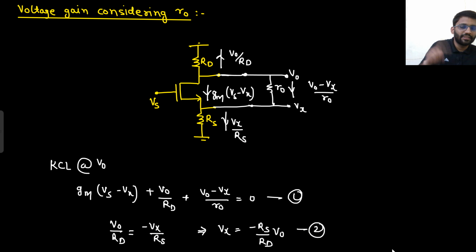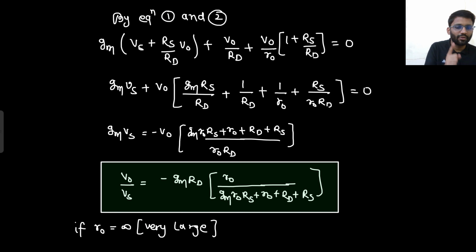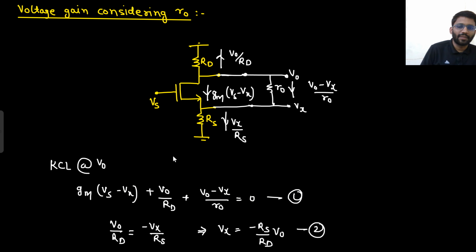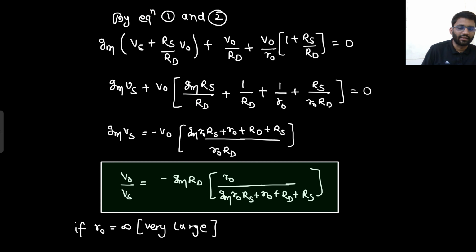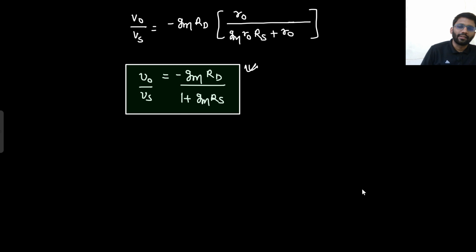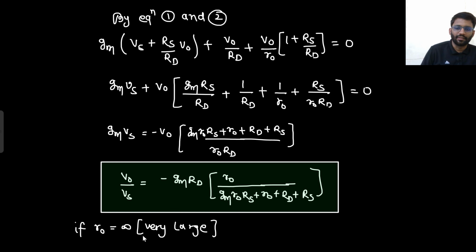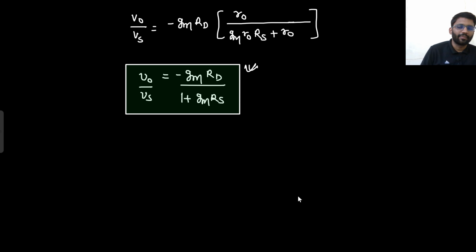Then we found the gain considering r0. But this will not be asked. This is very less important. Why? Because the expression is very complex. This is the expression that we are getting. There is a very, very rare chance that this will be asked. But we can smartly do the analysis. You don't need to mug it up. In the examination, if they ask, you can derive it there. Then, considering lambda r0 to be very large, the gain will reduce to minus gm RD upon 1 plus gm RS.